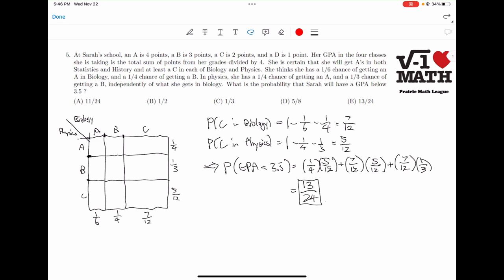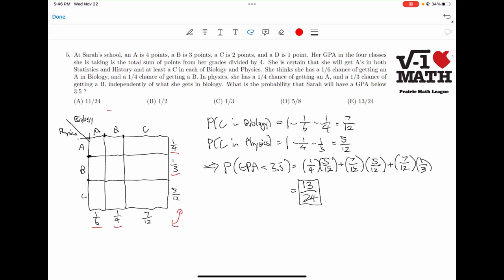For biology, she has a 1/6 chance of getting an A and a 1/4 chance of getting a B. And in physics, she has a 1/4 chance of getting an A and a 1/3 chance of getting a B. These two are independent, physics and biology. What is the probability that Sarah has a GPA below 3.5?